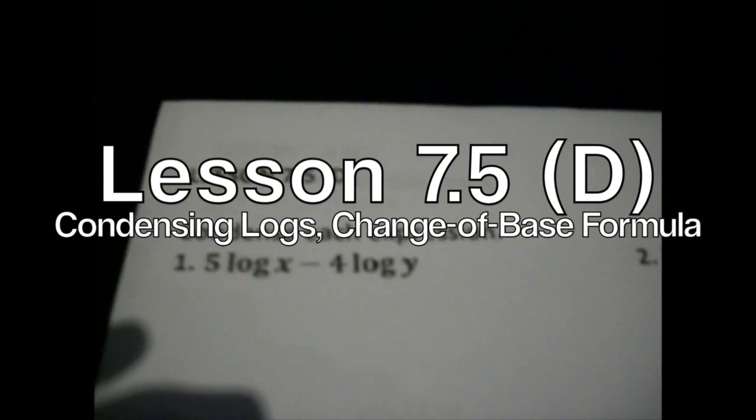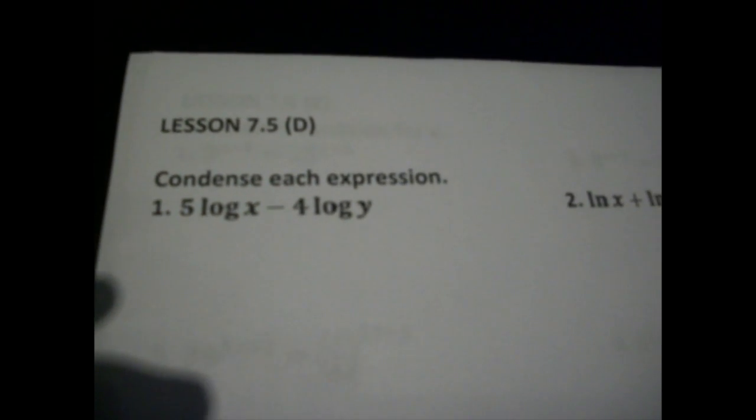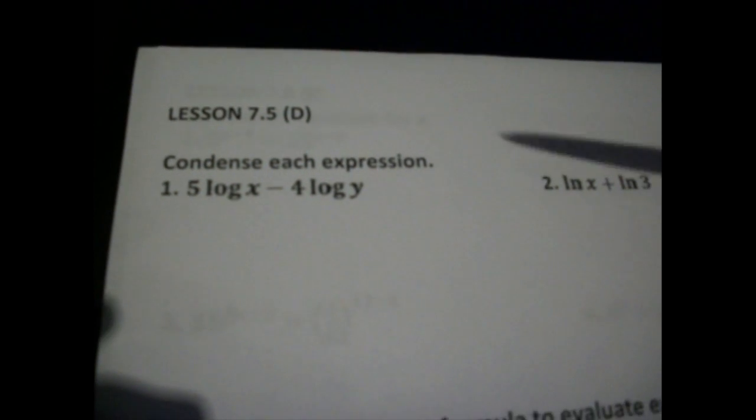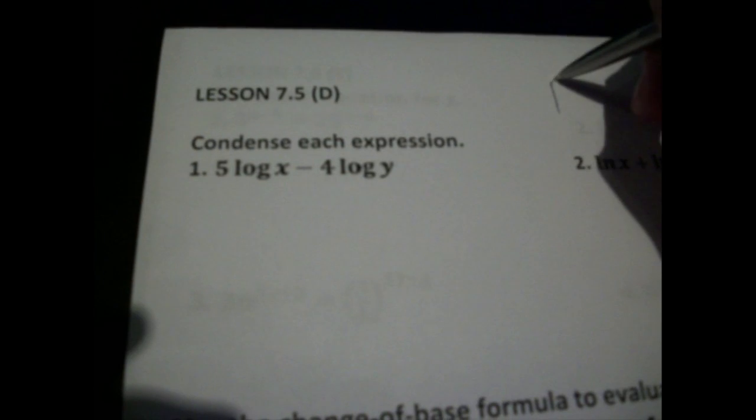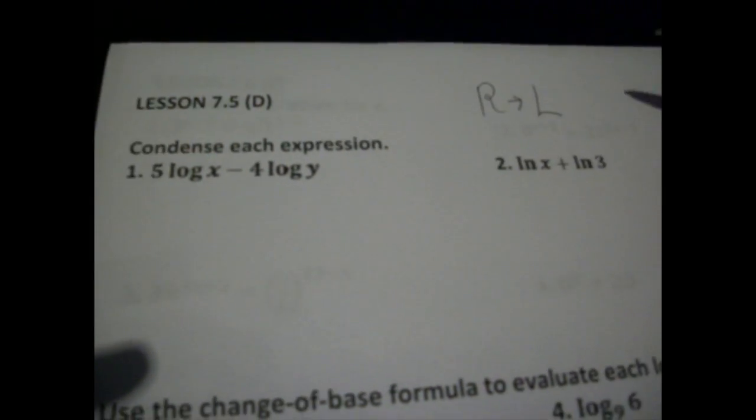Okay, so condensing, you actually want to go back to 7.5, or C, I guess, video C, which is where you'll find the three properties, the product, the quotient, and the power property. What we're looking for when we're condensing, we're moving through the properties, but we're moving from right to left.